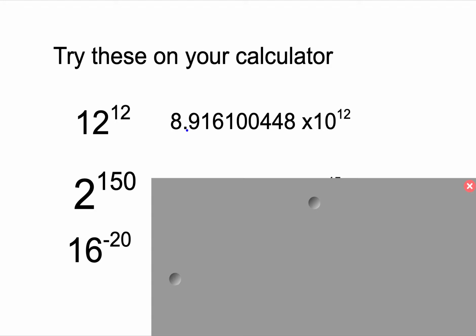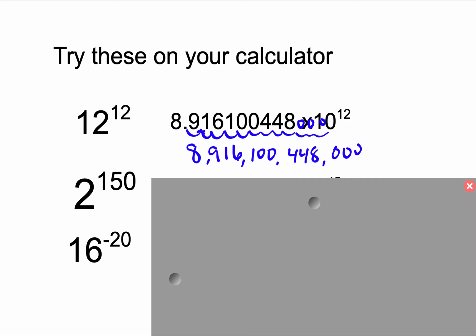If you multiply by 10 once, it moves the decimal one place. This is going to end up moving the decimal 12 places. It's got to move 3 more places that we will fill with zeros. So this is really 8,916,100,448,000. Now the last 3 digits aren't going to be zeros, but they did get rounded to be that. It ends up being a 13-digit number.